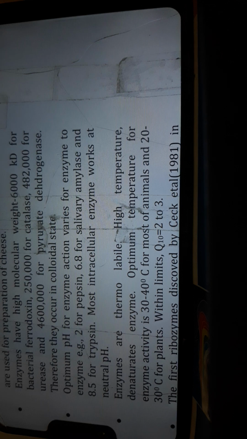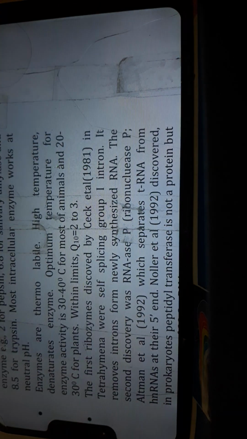Optimal pH for enzyme action varies from enzyme to enzyme. For example, 2 for pepsin, 6 to 8 for salivary amylase, and 8.5 for trypsin. Most intracellular enzymes work at a neutral pH. Enzymes are thermolabile; high temperature denatures enzymes. Optimum temperature of enzyme activity is 30 to 40 degrees centigrade for most animals and 20 to 30 degrees centigrade for plants, within limits. Q10 is equal to 2 to 3.